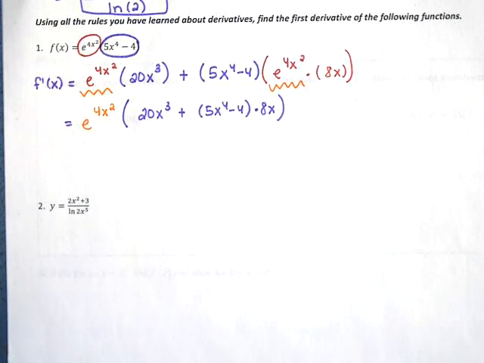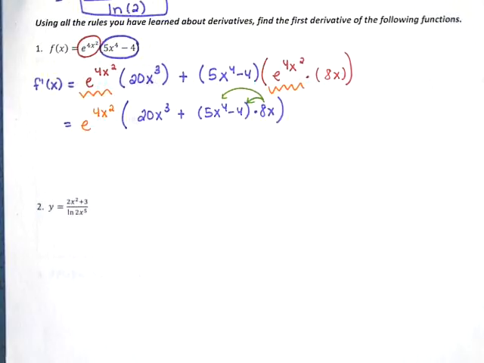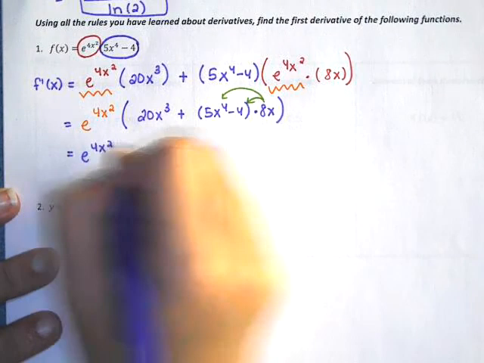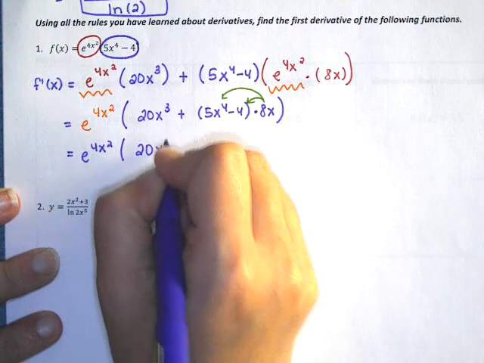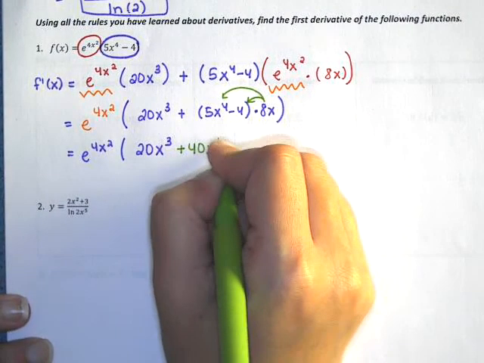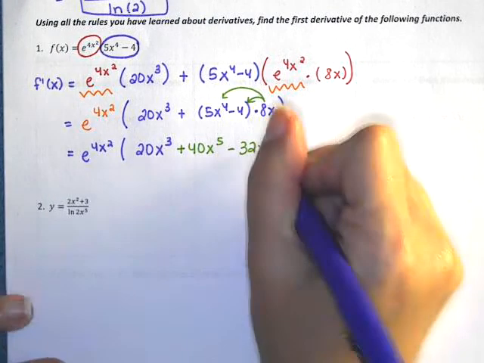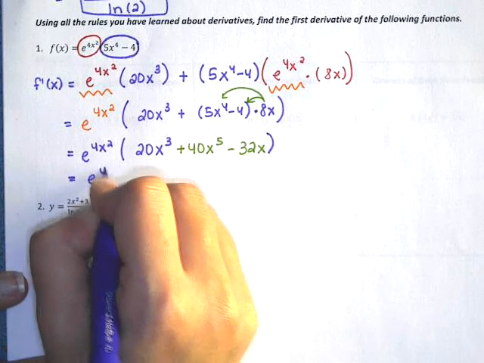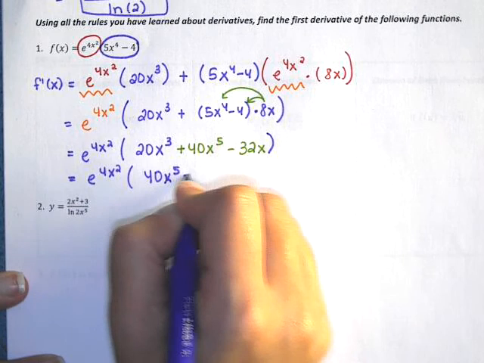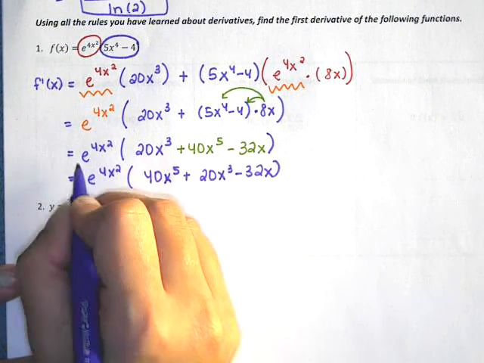So to simplify this, I'm going to distribute the 8x. When I do that, I'm going to copy down the e to the 4x squared, copy down the 20x cubed, and when I distribute, I get 40x to the fifth minus 32x. So my last step is just to write this in descending order. So I get 40x to the fifth plus 20x cubed minus 32x, and I'm done.